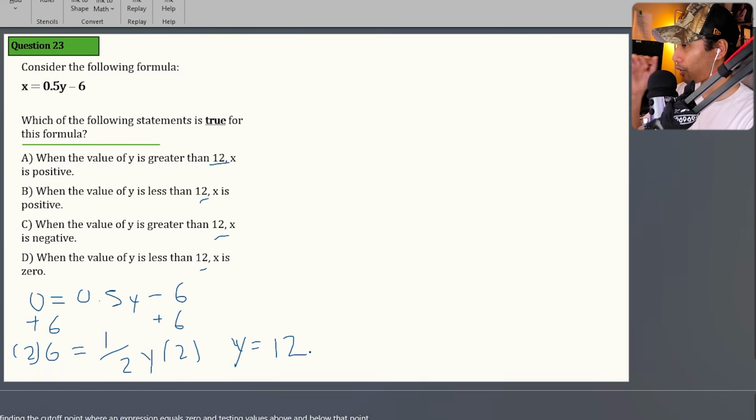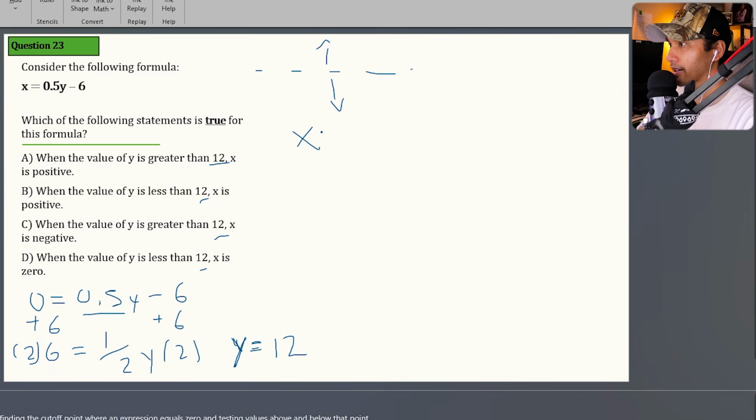Now we have to figure out what happens above the cutoff and then below the cutoff. So y equals 12 is the cutoff. In order to do that, we're going to choose numbers that are above and below. So let's just do y equals 14, because when you plug it into the equation, you get a whole number since we have to divide by 0.5.